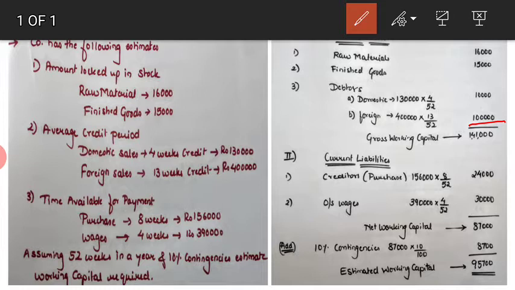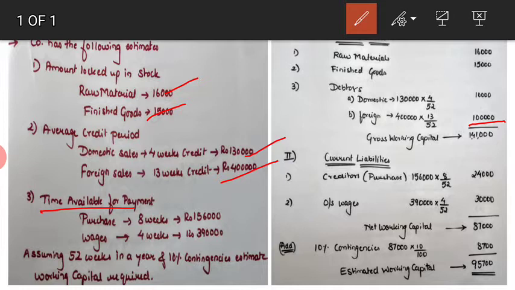Now you have to check if there are any other assets or current assets in the problem. There is raw material, we have considered that. There is finished goods, we have considered that. Domestic sales, we have considered, that is debtors. And foreign sales also is considered under debtors. Then purchases, wages, this is time available for payment. That means they are not current assets, they are current liabilities. So there is no other current asset.